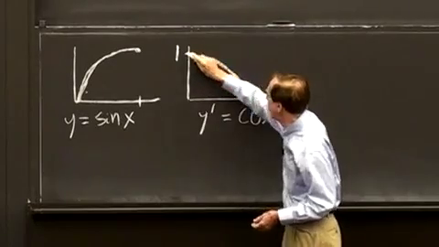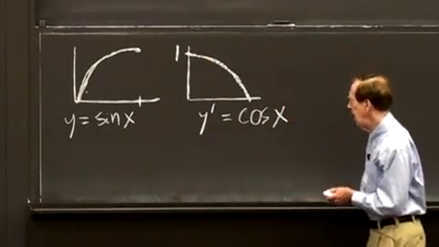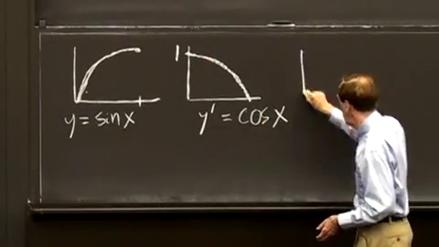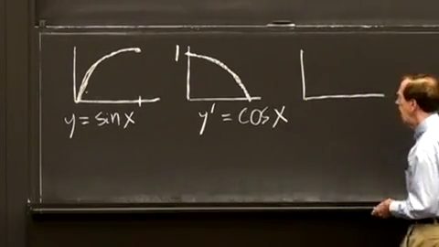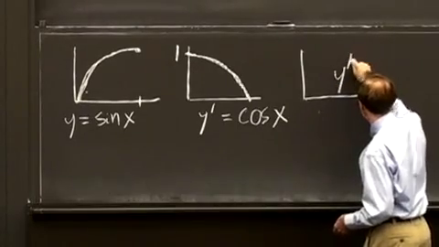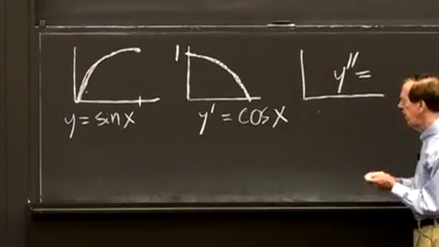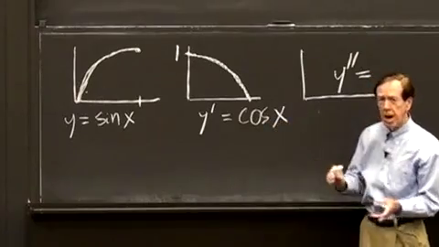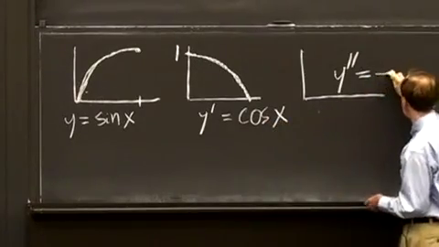So that's a graph of the cosine. And now, of course, we have 3 generations. I'm going to graph y double prime, the second derivative. The derivative of the cosine of x is minus sine x.